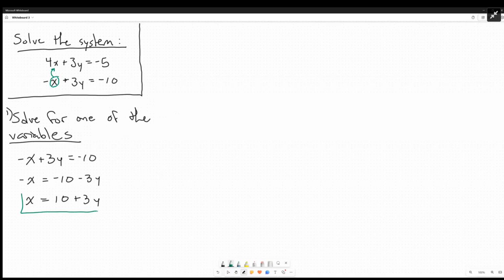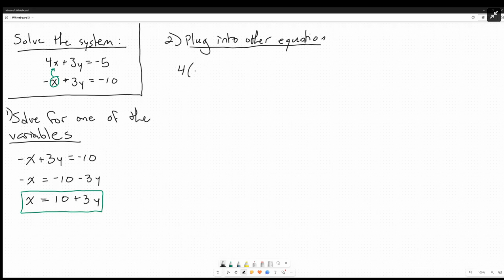And like we said before, we're going to want to plug this into the other equation. So step two would be plug into the other equation. What that looks like now is, we have 4 times x, but x is now 10 plus 3y, and then plus 3y equals -5, right? And now simplifying this down, we have 40 plus 12y, distributing this 4, and then plus 3y equals -5.